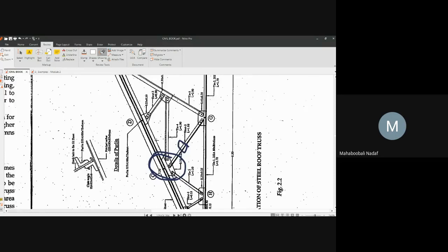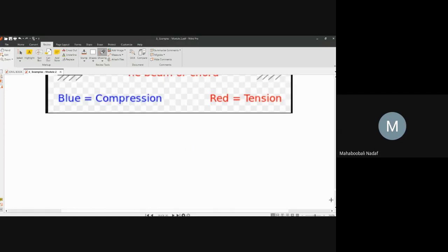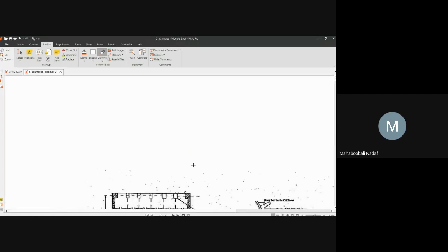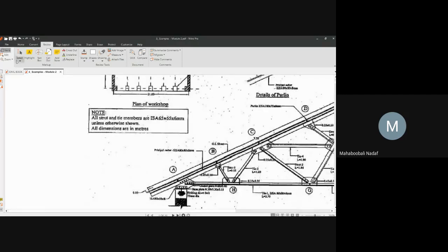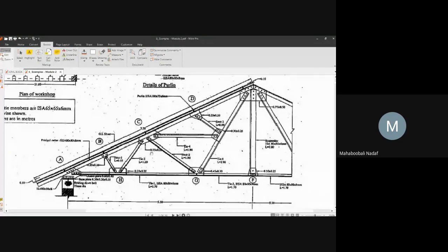Now in this one, this example we are going to solve. Is that okay? This example? Yes or no? On the screen it is clear.